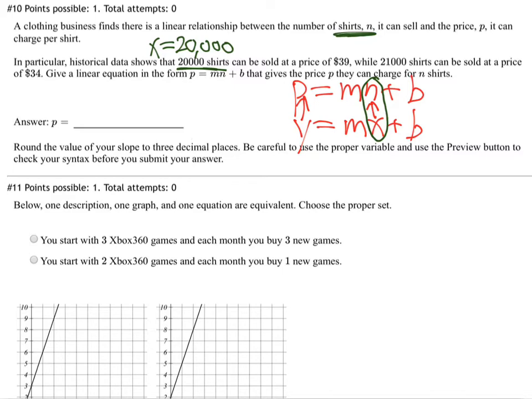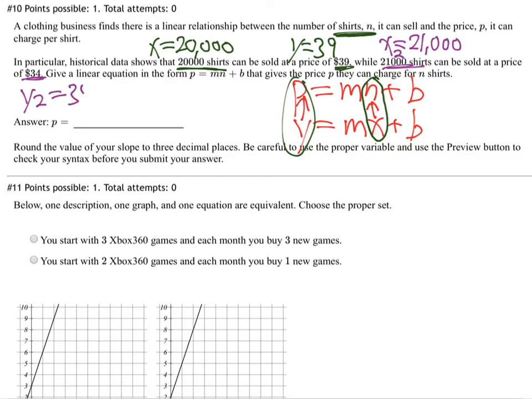They said N is shirts, and I know N is an actor playing the role of X. So 20,000 is X. And then the next number, they say $39. Well, that's price. And what is P? Y. That's Y, 39. Okay, and then they say, secondly, 21,000 shirts. That's the next X value. That's going to be X2. It can be sold at a price of $34.